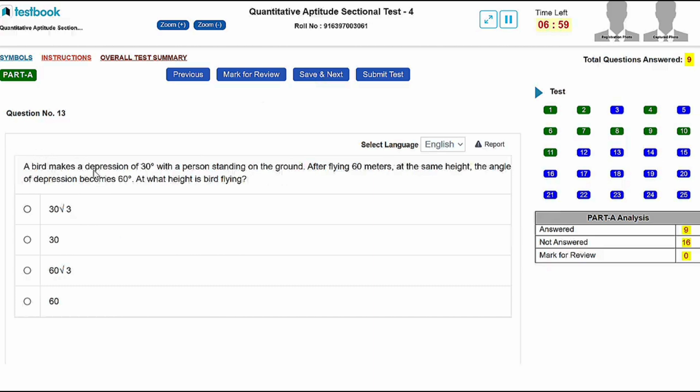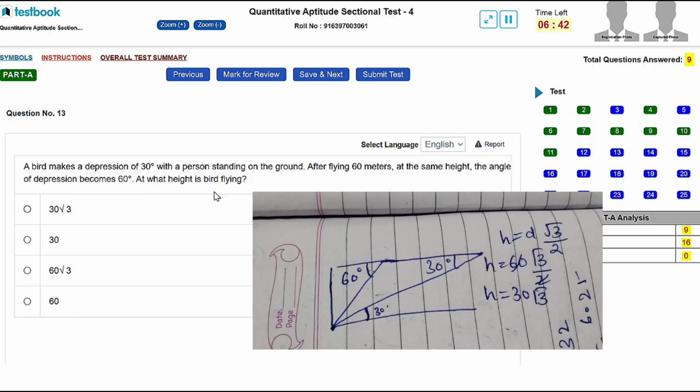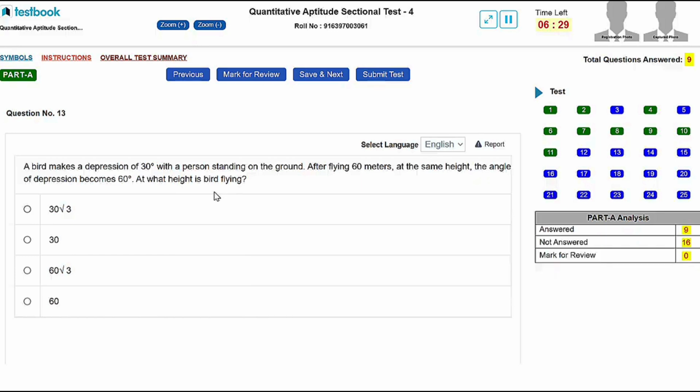A bird makes a depression of 30 degrees with a person standing on the ground. After flying 60 meters at the same height, the angle of depression becomes 60 degrees. At what height is the bird flying? 30 root 3.